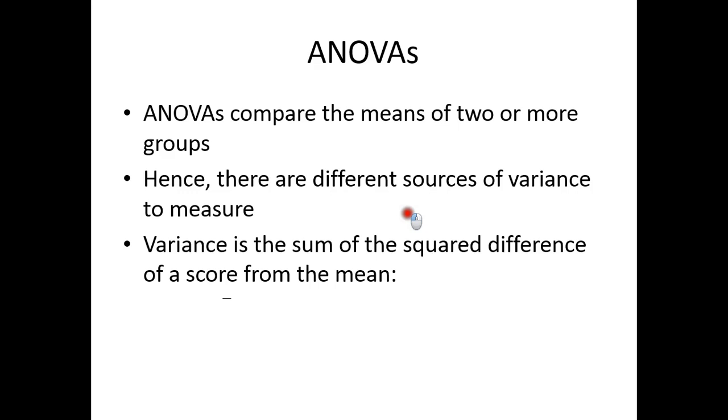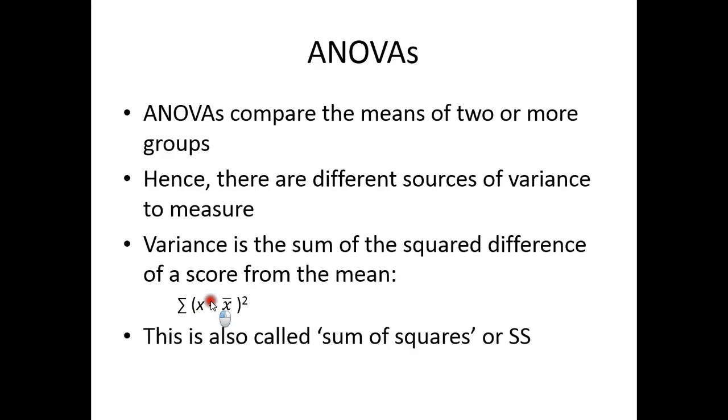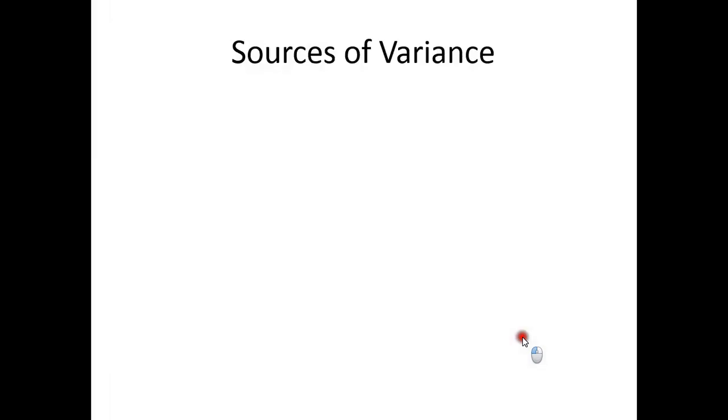So variance is the sum of the squared difference of scores from the mean, which is represented like this: the score minus the mean, squared and summed together. That symbol just means sum together. This is also called the sum of squares, represented as SS in the notation. If you divide it by the degrees of freedom, it's MS, or the mean sum of squares, and the mean sum of squares is what is used for the F ratio.